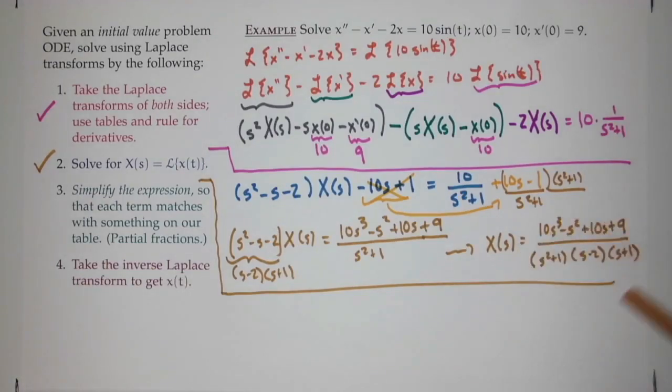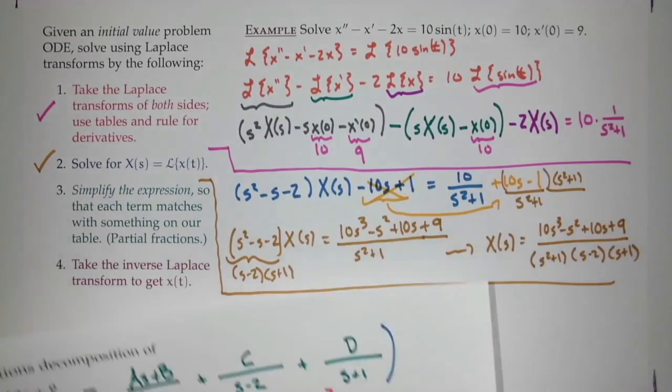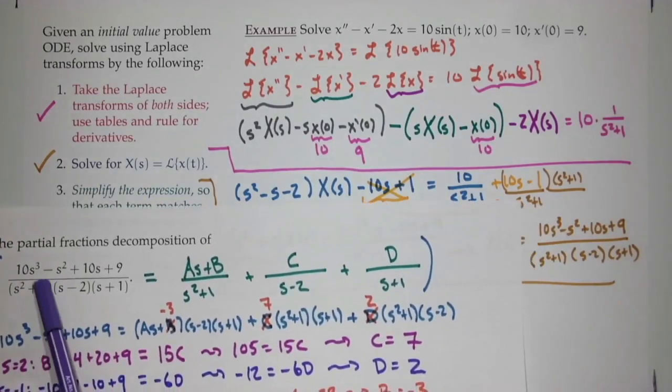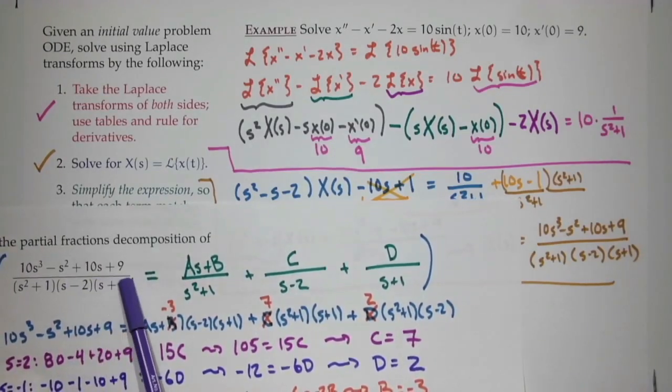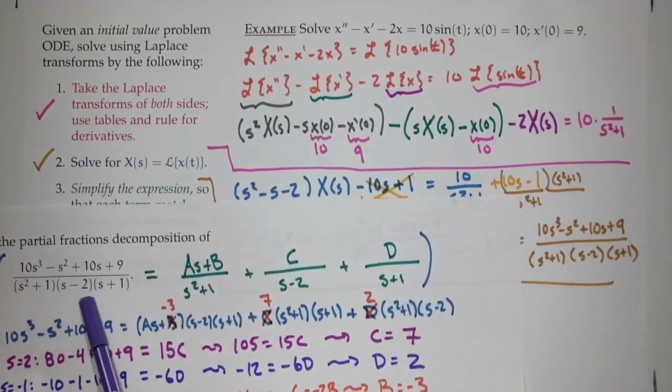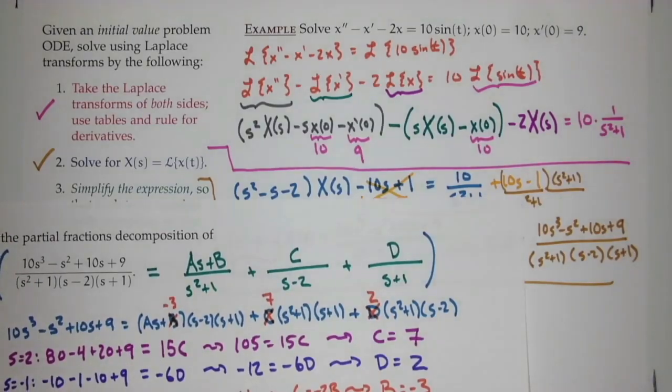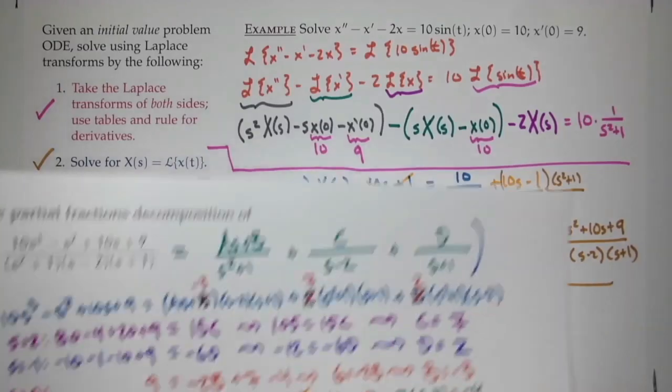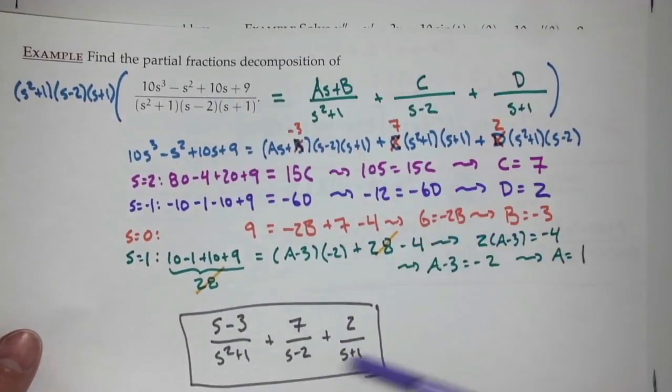We have to simplify this, pull this apart. So, what can we do? Yeah, this feels very familiar. 10s cubed minus s squared plus 10s plus 9 over (s squared plus 1)(s minus 2)(s plus 1). It's almost like we anticipated that this was going to happen. So this, what you see here, this is step 3.